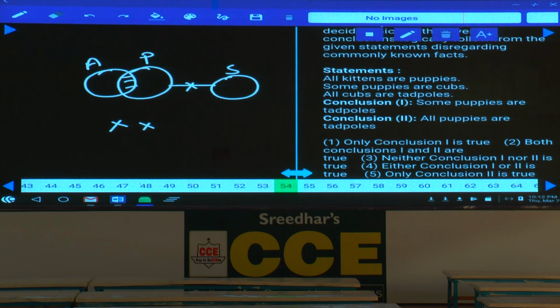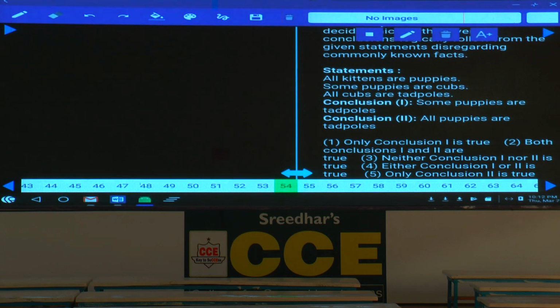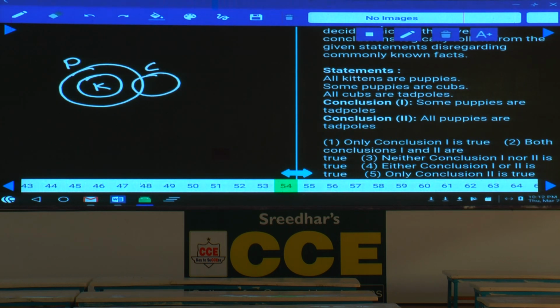Then question number 54. Now in this 54, all kittens are puppies. And some of the puppies are cubs. And all cubs are tadpoles. Now this is the basic diagram. All kittens are puppies. Some puppies are cubs. All cubs are tadpoles. Then what is the first conclusion here? Some puppies are tadpoles. Some puppies are tadpoles is definitely true.